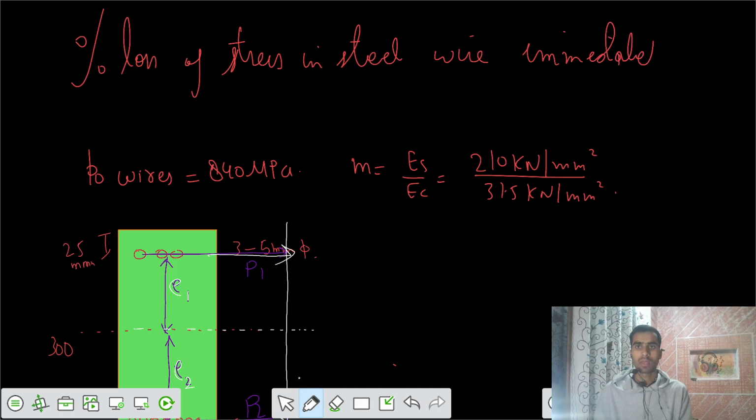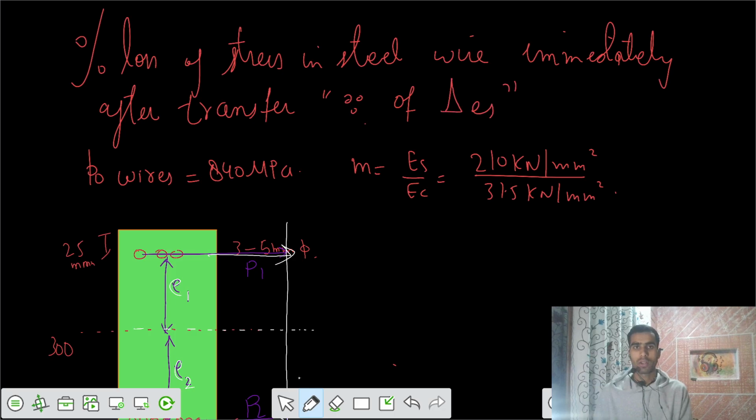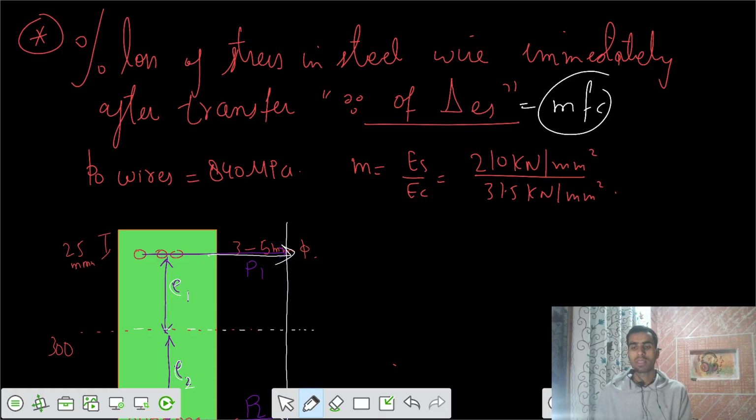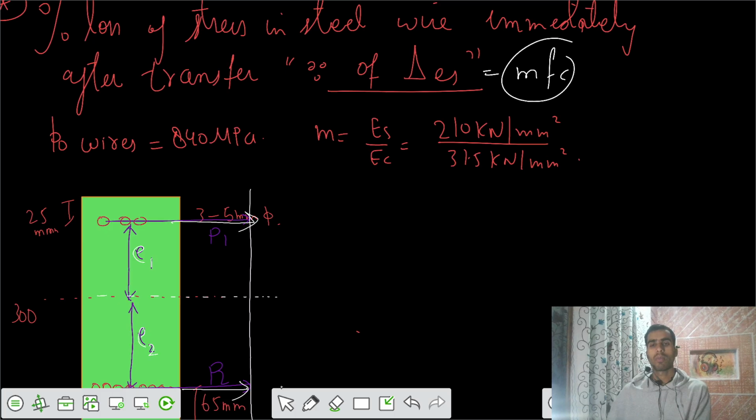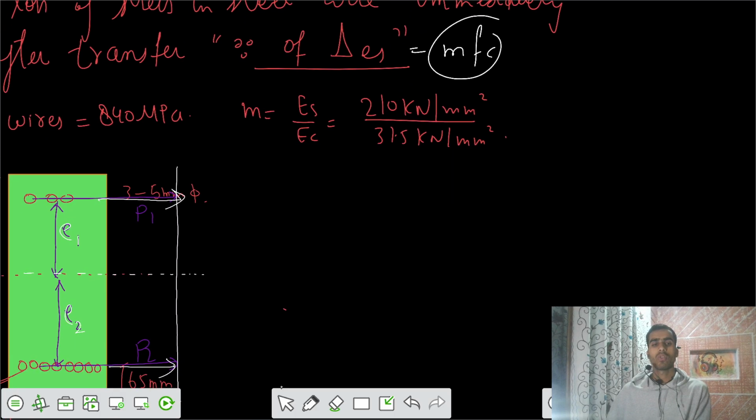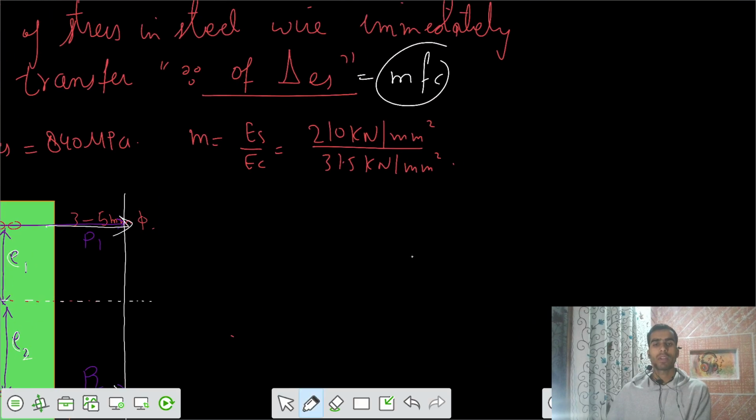Immediately after transfer. That means after the transfer stage, you have to calculate the loss of stress because of elastic shortening, delta ES. So is that equal to M times FC? So we have to calculate stresses in the concrete at the location of steel wires. We have two different locations of the steel wires. That means we have to calculate stresses at one location and stresses at the second location.